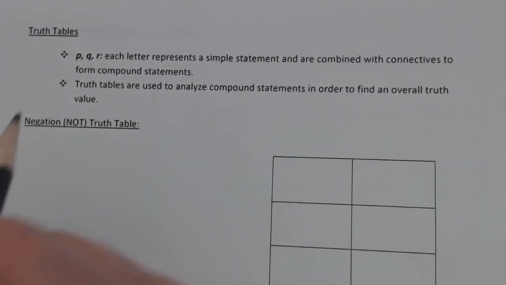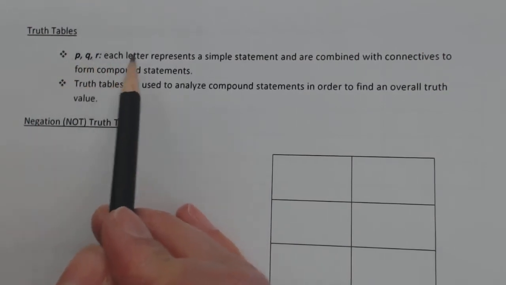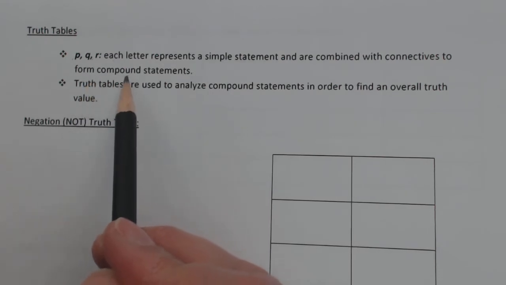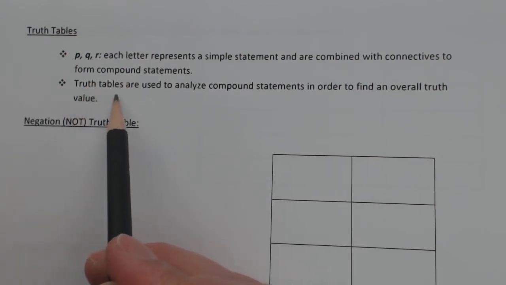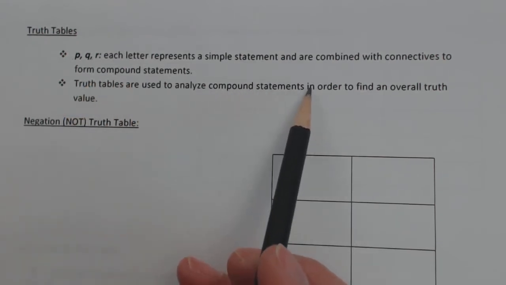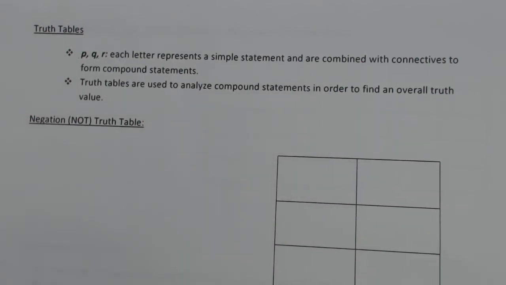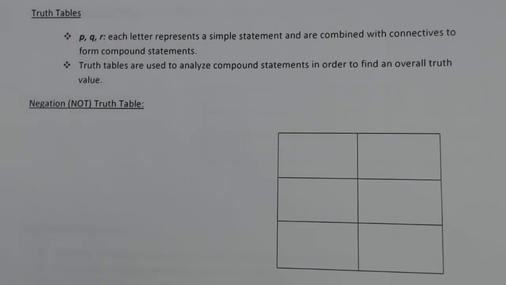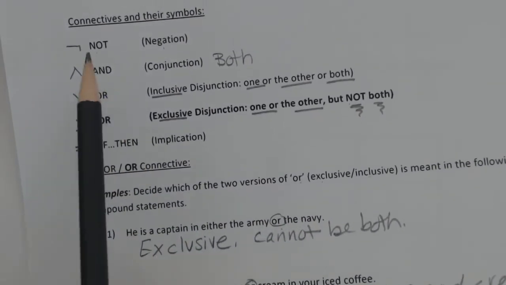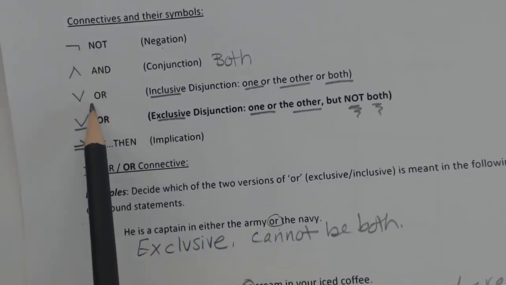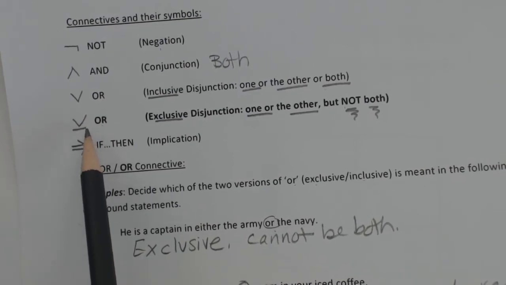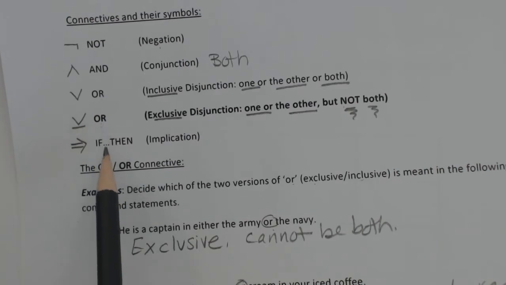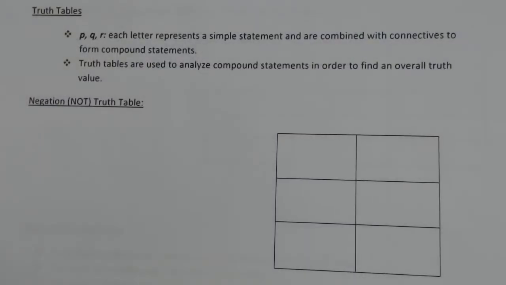So truth tables. We're going to take the letters P, Q, R. Each letter represents a simple statement and are combined with connectives to form compound statements. Truth tables are used to analyze compound statements in order to find an overall truth value. We're going to be going through the connectives. We're going to be going through not, and, or inclusive, or exclusive. We're not going to be doing implication yet. We're going to be getting comfortable with these four, and then we will move on.